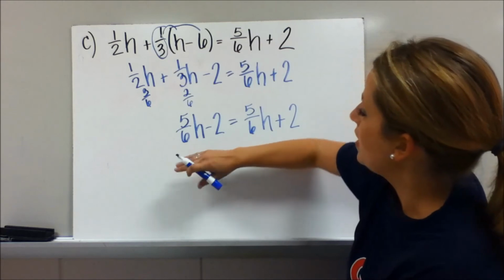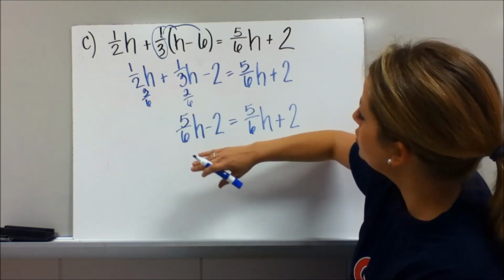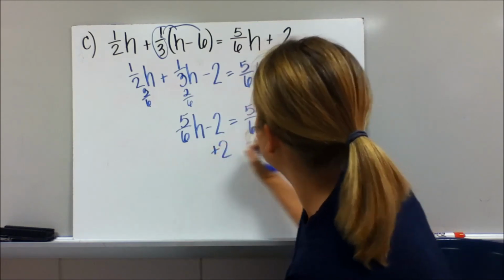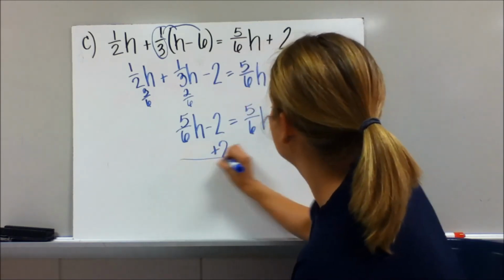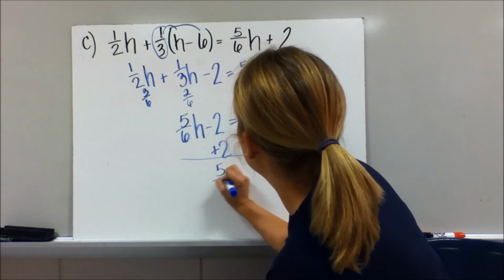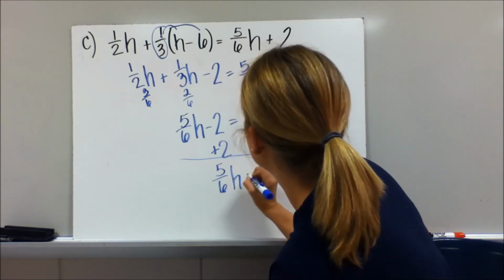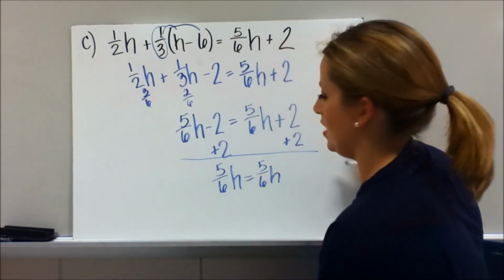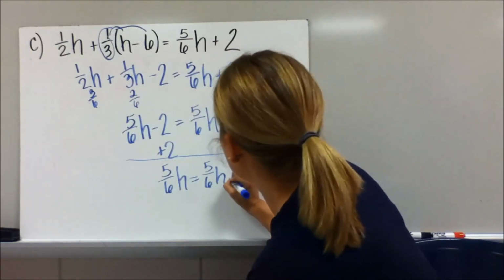Let me show you here. If I were to start to simplify this, let's say I tried to add 2 to both sides. I have 5/6h equals 5/6h, scoot that over, you can see a little better, plus 4.